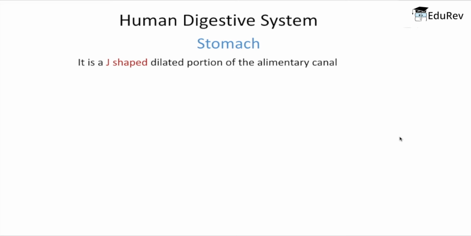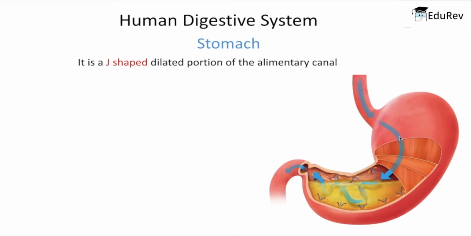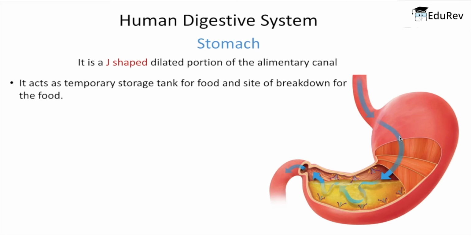So the stomach basically is the J-shaped dilated portion of our alimentary canal. It also acts as a temporary storage tank for the food that we eat, and also the gastric juice which is present inside our stomach acts as the site for the breakdown of our food. This is the gastric juice that is present inside our stomach.